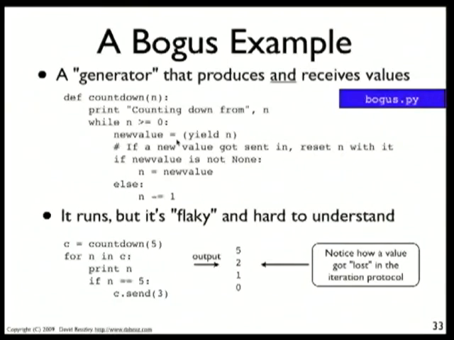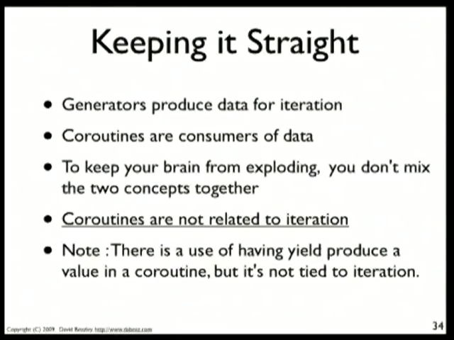So I would say, as a general rule, you don't tend to use generators and so-called coroutines at the same time like that. Just to keep your brain from exploding, it's probably a good idea not to mix the two concepts together in the same function. You obviously can if you want to, but I think it's just asking for trouble down the road.